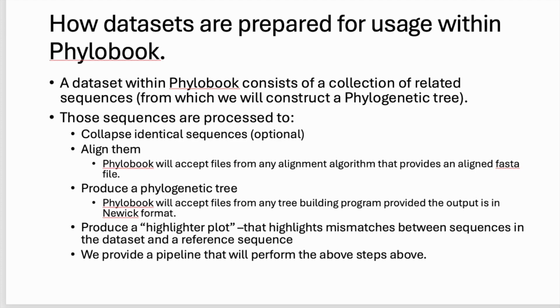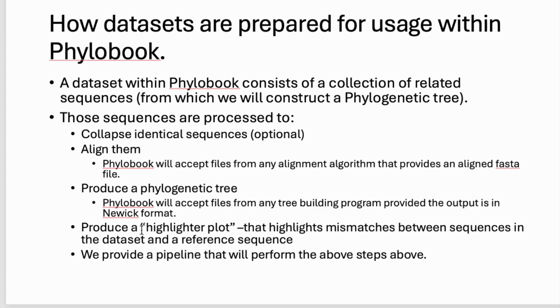Once we've collapsed the sequences, we will align them. You could use any alignment tool you want to, as long as you provide the sequences to PhyloBook as an aligned FASTA file. We're going to do some sort of tree generation, and PhyloBook again will accept files from any tree building program provided the output is in Newick format. But we have a pipeline that you can use to generate these files.